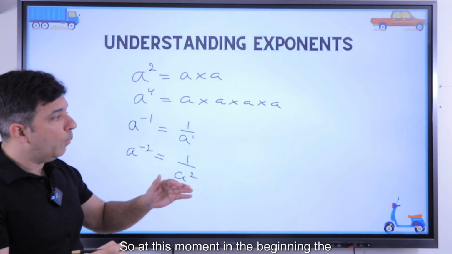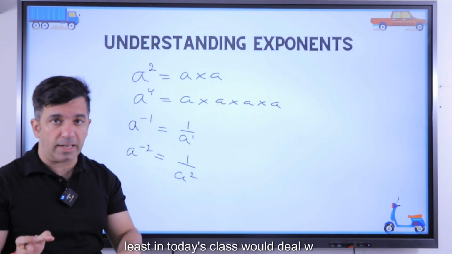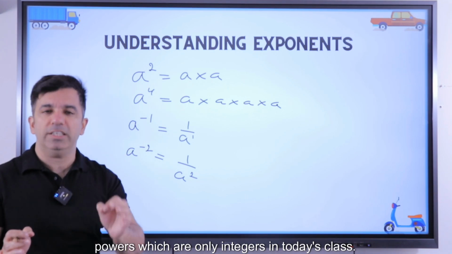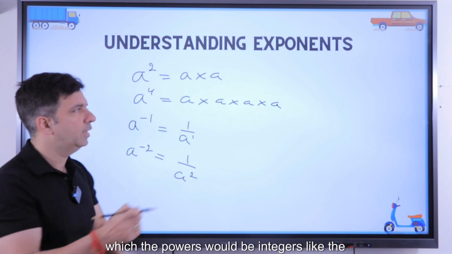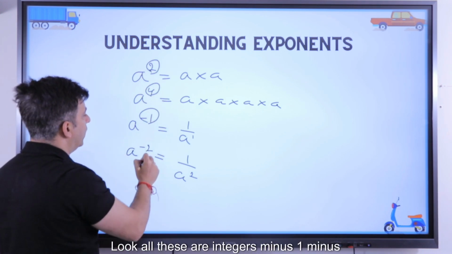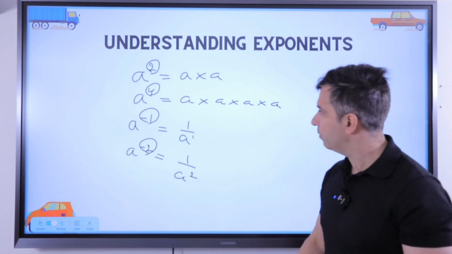At this moment, in the beginning, the questions which we are going to deal with, at least in today's class, would deal with powers which are only integers. In today's class, we are going to deal with questions in which the powers would be integers, like the example which we are doing right now. Look, all these are integers, minus 1, minus 2, and all these are straightforward integers. So very straightforward, very simple.